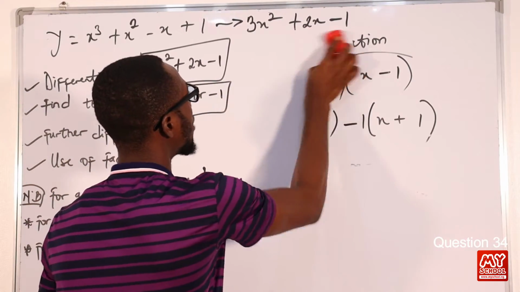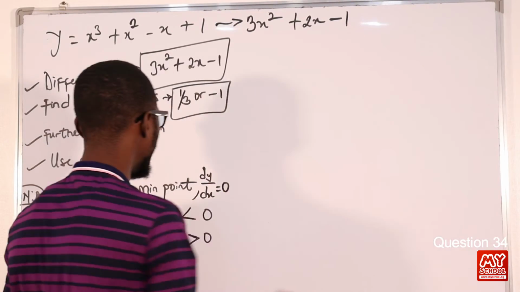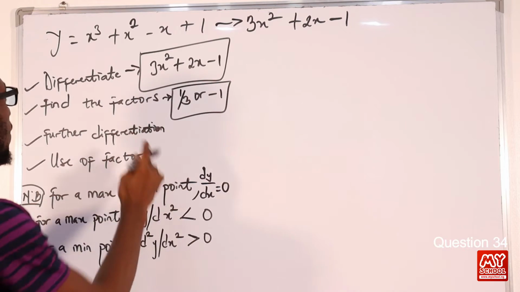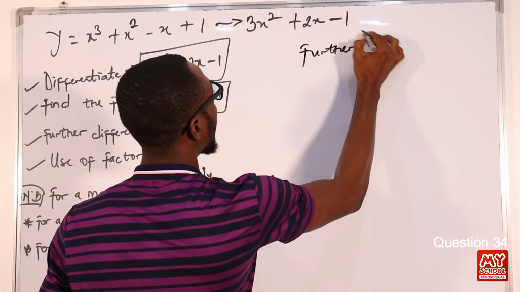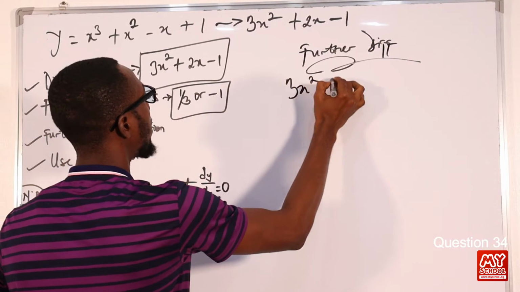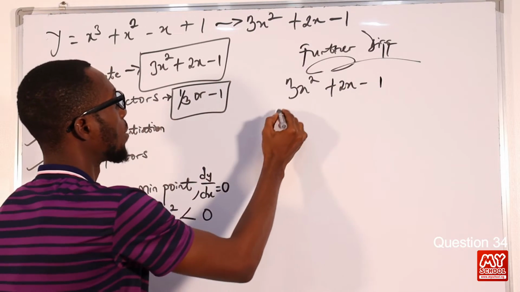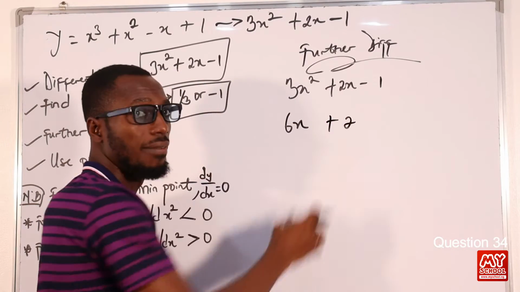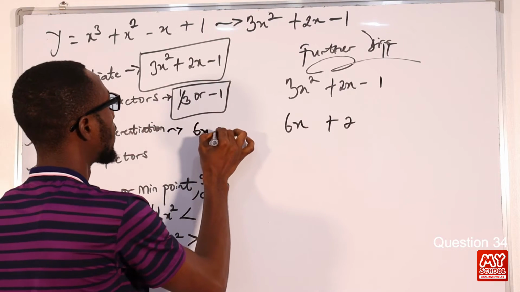We are going to further differentiate what we have gotten. So, you'll be giving us the second derivative, d squared y over dx squared. Don't worry about all of those grammars. So further differentiation of this. This is 3x squared plus 2x minus 1. So this comes here, that will become 6x plus 2. Remember, the derivative of a constant is 0. So what we have is 6x plus 2 for further differentiation.